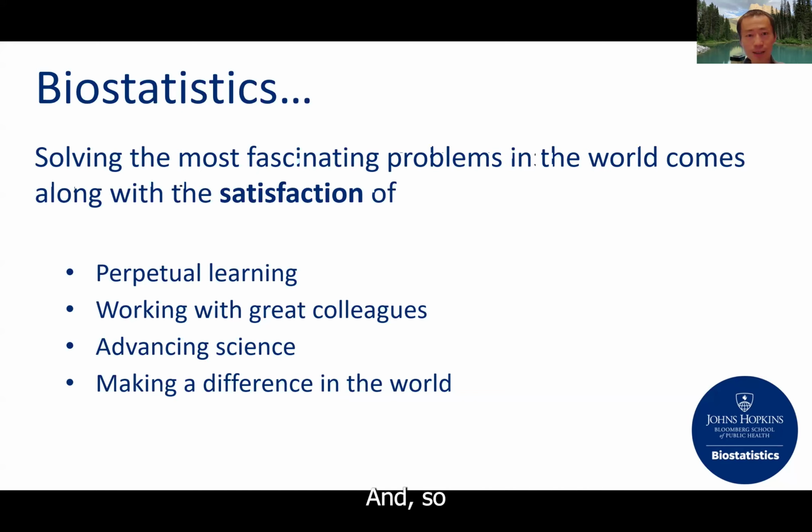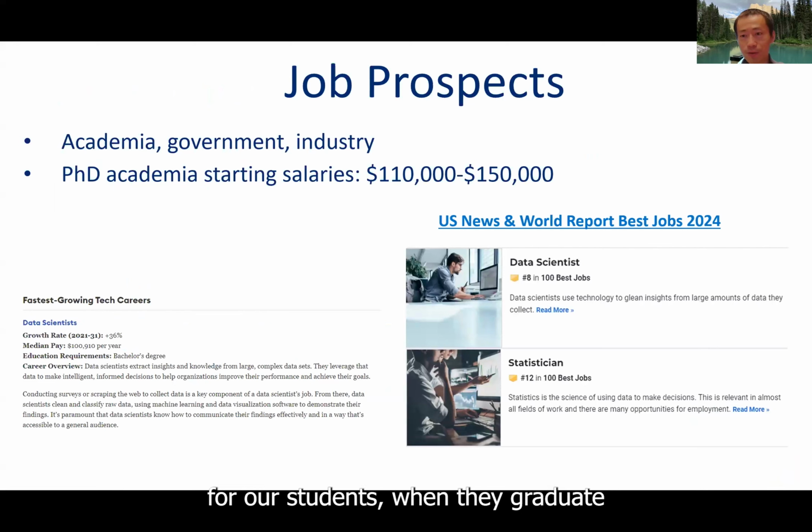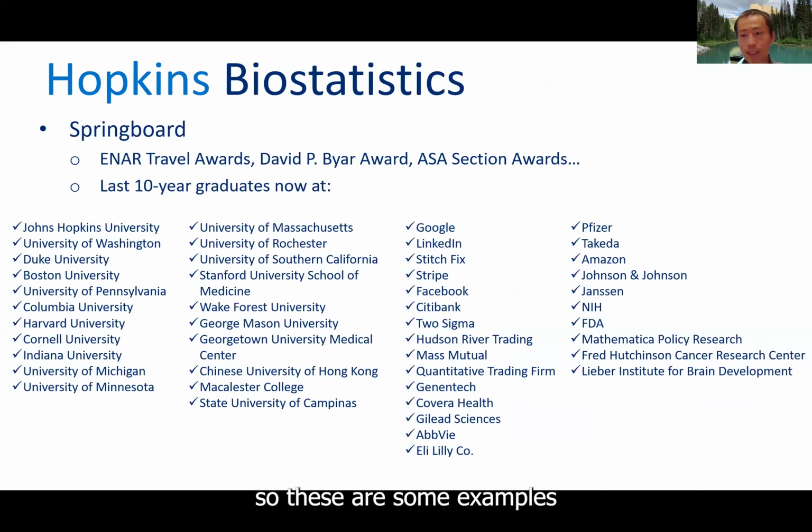Okay, and so for students, when they graduate, they often go into 3 types of jobs: academia, government, or industry. But regardless of where you go, usually you get a very decent salary. And so these are some examples of the jobs that our students have taken after their graduation in the past 10 years.